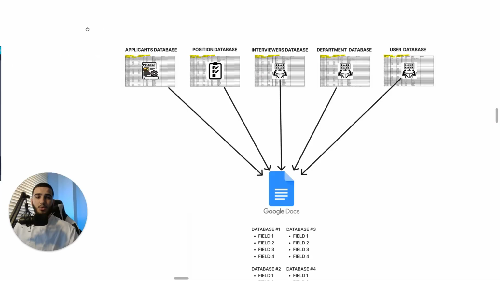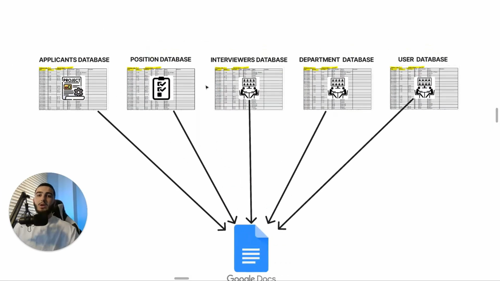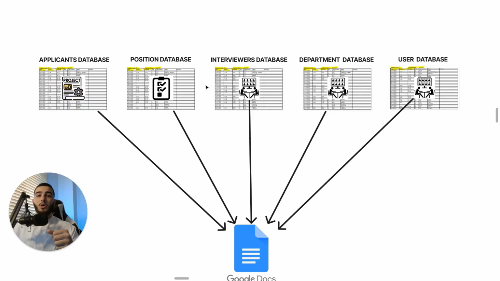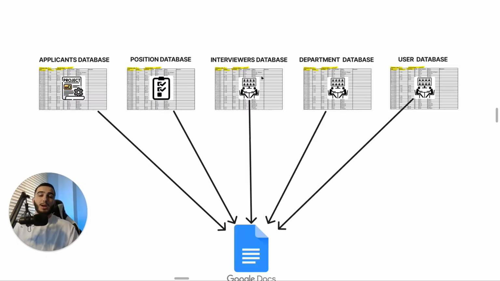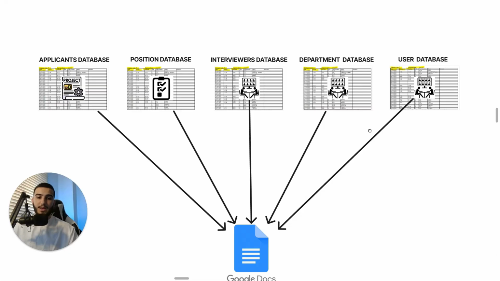So for this example, we're going to be using 5 different databases. We're going to use the applicants database to track all the different people that are applying to the different jobs. We're going to track a positions database, which basically will show us the amount of jobs or positions that we actually have available. We're going to track an interviewers database, which is just a database where we have all the interviewers that can actually take the interviews, our department database, so different positions will be within different departments, and a user database, so we can actually assign different roles within the application.